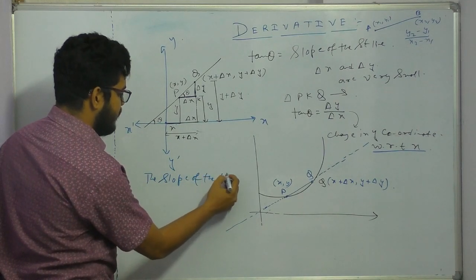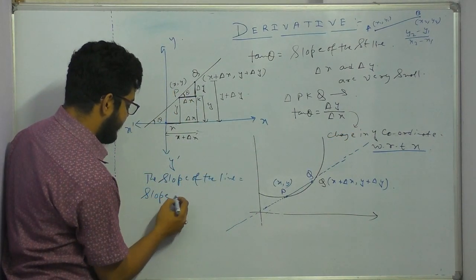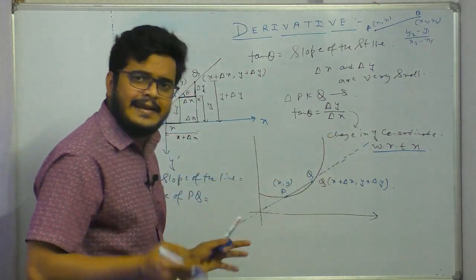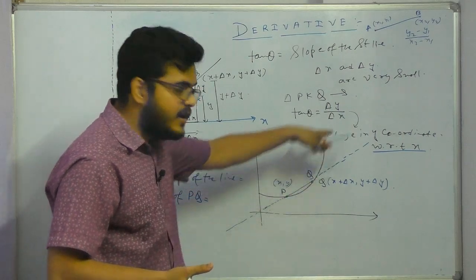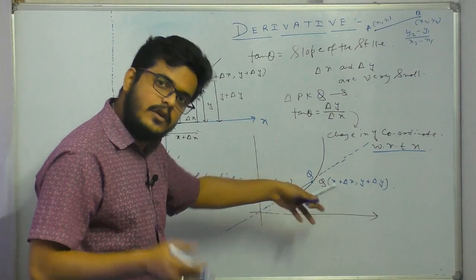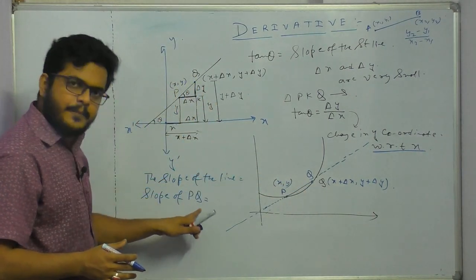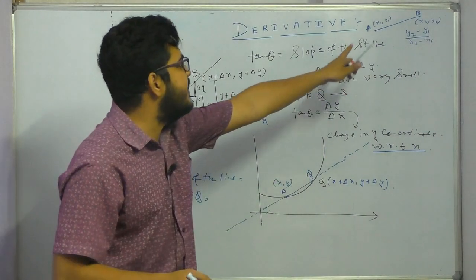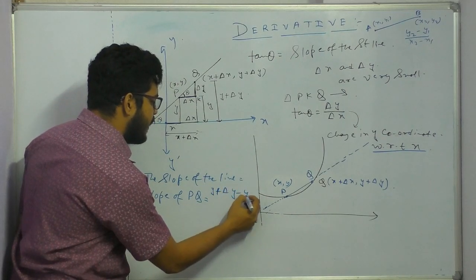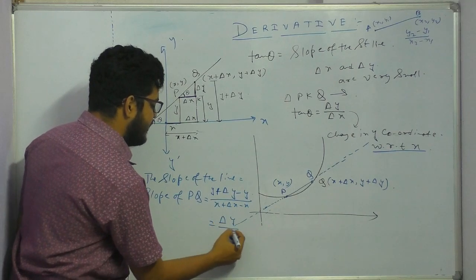Then what is the slope of this line? It equals the slope of PQ. The slope of PQ and the slope of the whole line are the same, because PQ is a line segment of this straight line. So the slope of the line equals the slope of PQ, which equals y2 minus y1 by x2 minus x1, that means y plus del y minus y by x plus del x minus x. That means del y by del x.